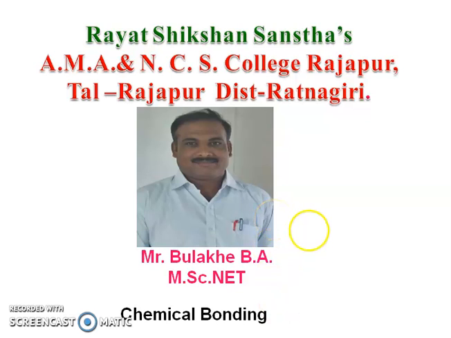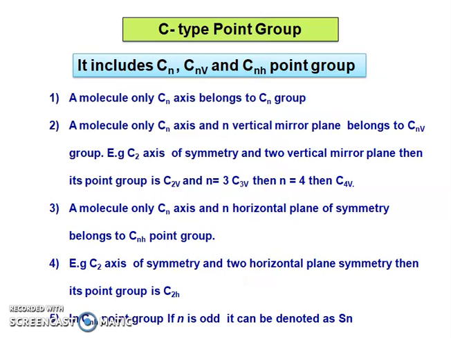Today's lecture, we are going to discuss the topic chemical bonding. In these points, we have seen some symmetry elements. Last lecture, we studied the various symmetry elements as well as the concept of point group. Now, today we will see the C type of point group.